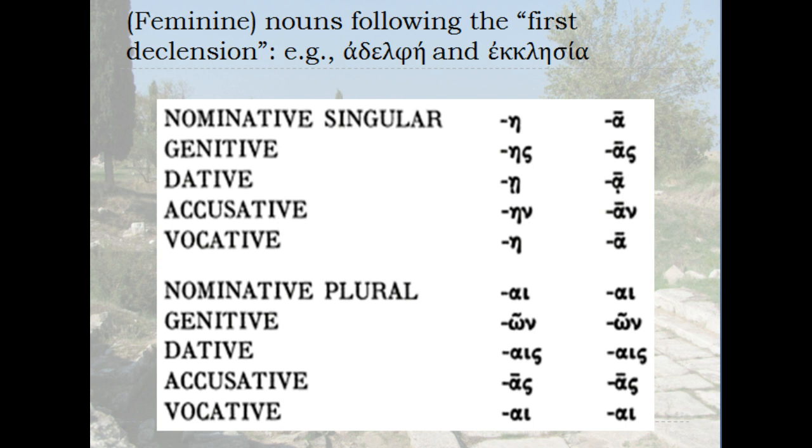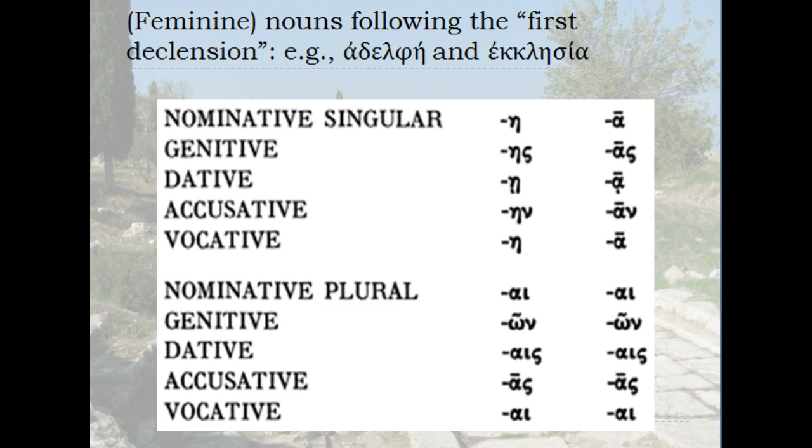The first set of nouns that you'll encounter are nouns of the first declension. What that means is simply nouns following this first set of ending patterns that we're going to learn together. And it just so happens that the vast majority of the nouns that follow this ending pattern are feminine nouns, like ecclesia, meaning assembly or church, or agape, meaning love.